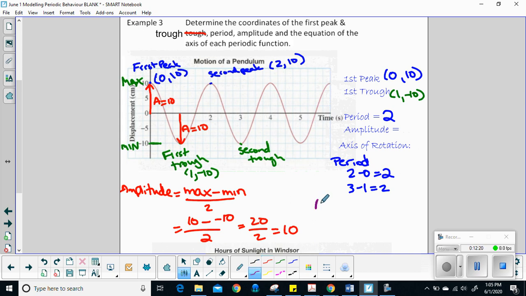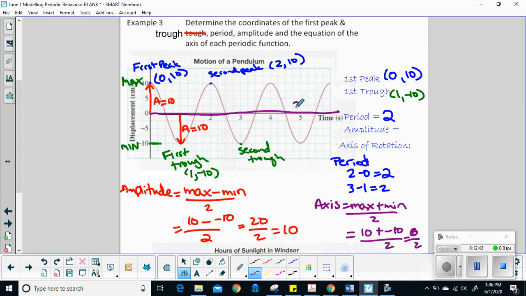Okay. How about our axis? So for our axis, we're going to take our max plus our min and divide it by 2. So in this case, I take my positive 10 plus my negative 10 divided by 2. Well, that's just going to give me 0 over 2, which is just 0. So my axis is actually, in this case, not always, but in this case, the x-axis. Okay, that doesn't always happen, folks.